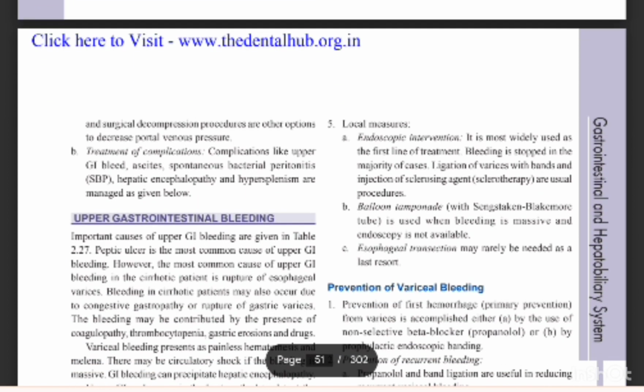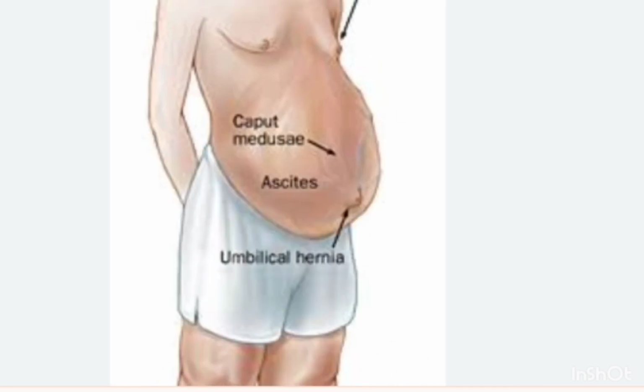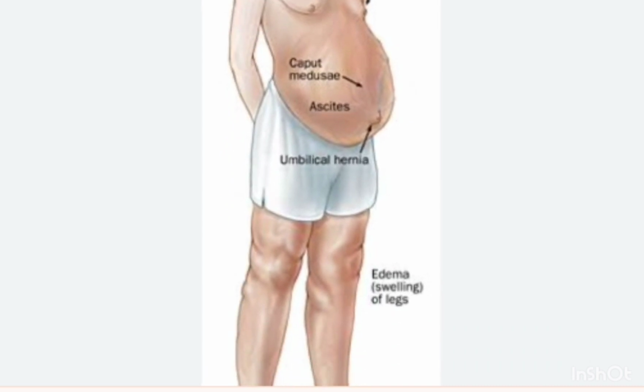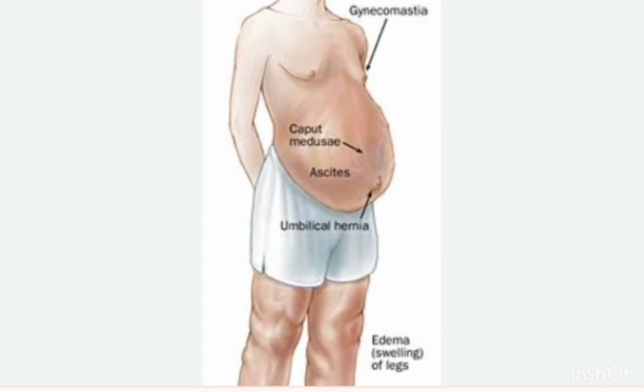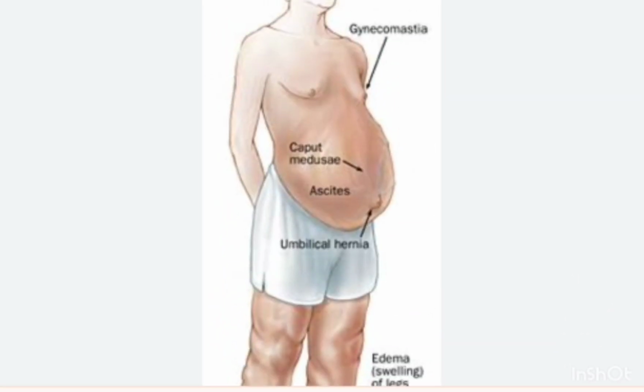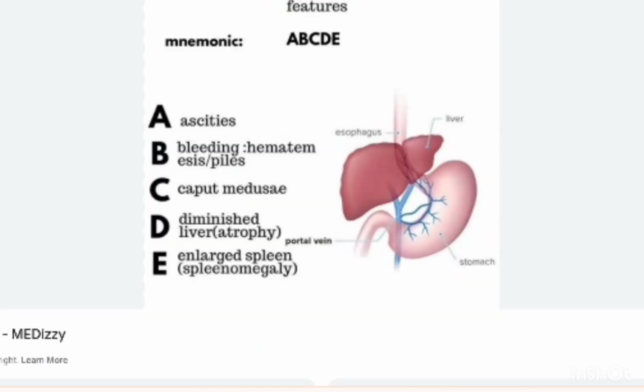You can see in this diagram of portal hypertension: caput medusae, ascites, umbilical hernia, gynecomastia, and edema. All these are features. Remember portal A B C D E: A is ascites, B is bleeding, which can be piles, C is caput medusae, D is diminished liver and enlarged spleen.